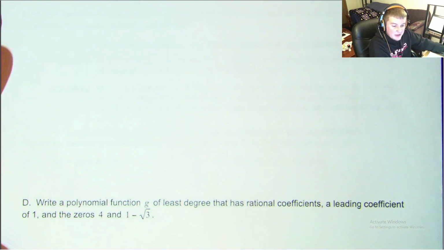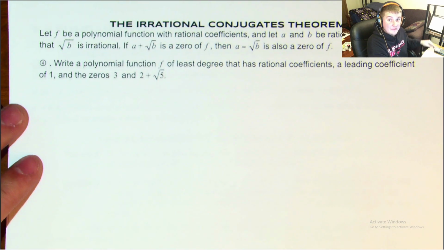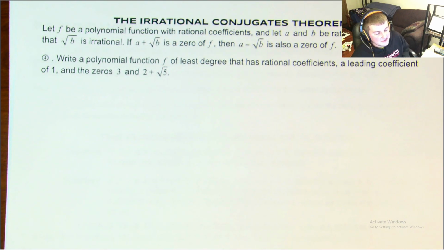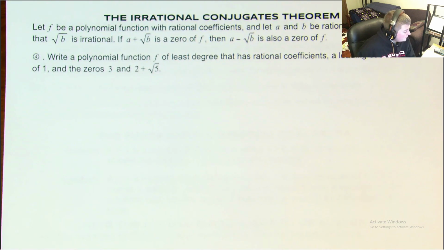All right, so sometimes we don't get nice, neat answers like 5, 7, negative 8, negative 2. Sometimes they're going to be irrational numbers. So that has us at the irrational root, or irrational conjugates theorem. Okay, we've actually dealt with conjugates in the past.